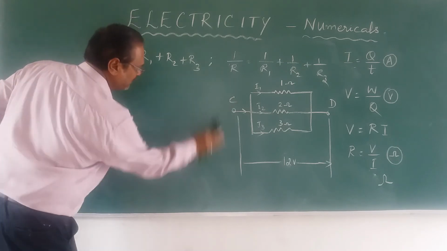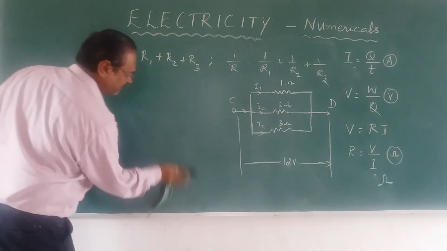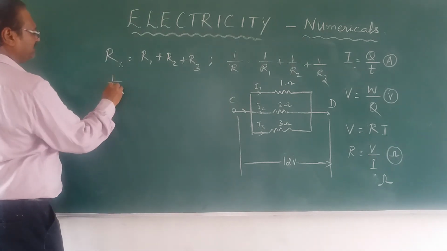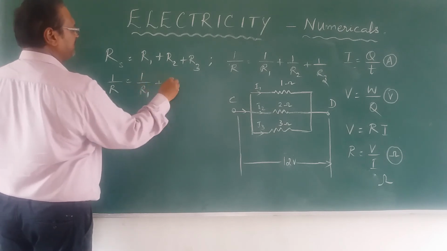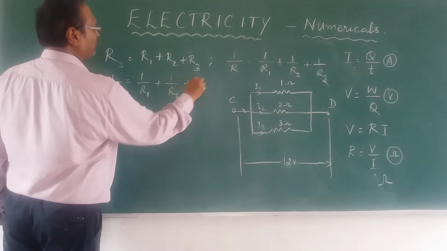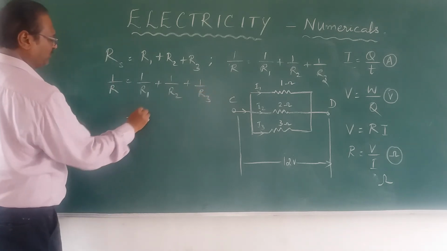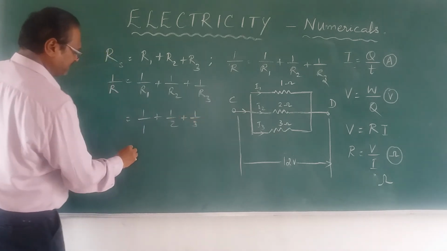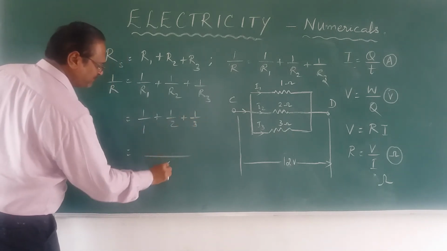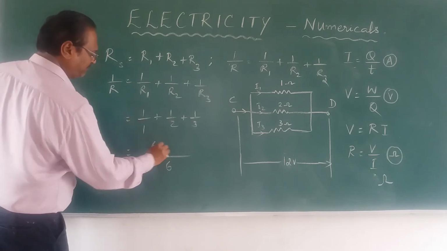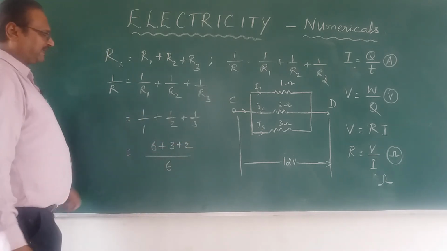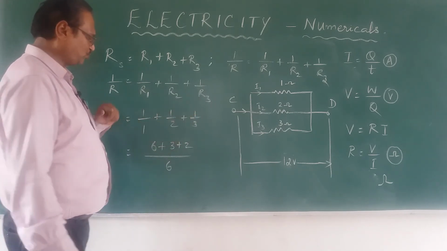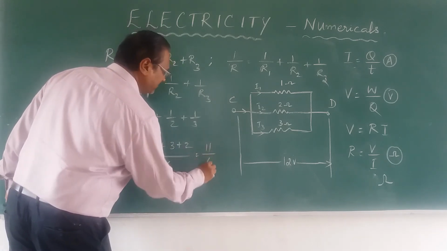What is the formula for resistors in parallel? Reciprocal. 1 upon R is equal to 1 upon R1 plus 1 upon R2 plus 1 upon R3. That is equal to 1 upon 1 plus 1 upon 2 plus 1 upon 3. Taking the common denominator, the LCM is 6. So this is 6 plus 3 plus 2, all over 6. Am I correct? Check it carefully. That is equal to 11 divided by 6.